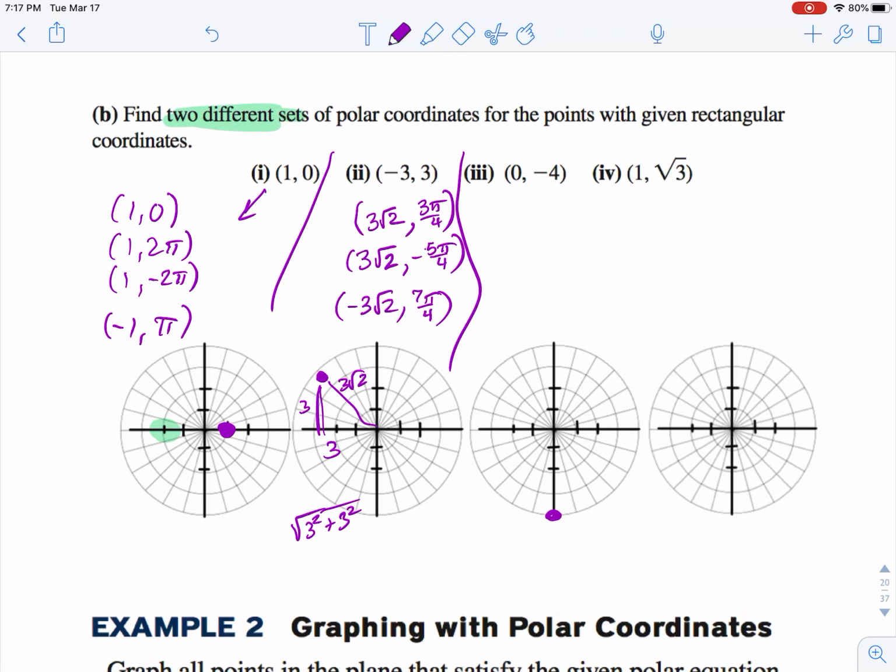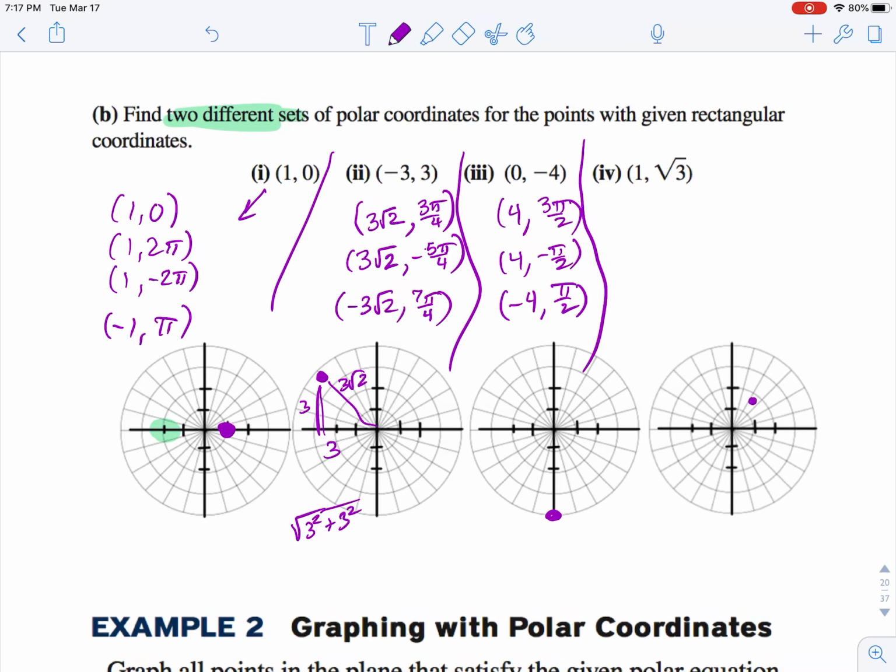Okay, so Roman numeral 3, we're at 0, negative 4. Hopefully this one's a little easier for you. That's a radius of 4. And then the angle could be 3 pi over 2. Angle could be called negative pi over 2, or of course any addition or subtraction of 2 pi n. Or we could go negative radius with an angle across 180 degrees away from it. Supplement, if you will.